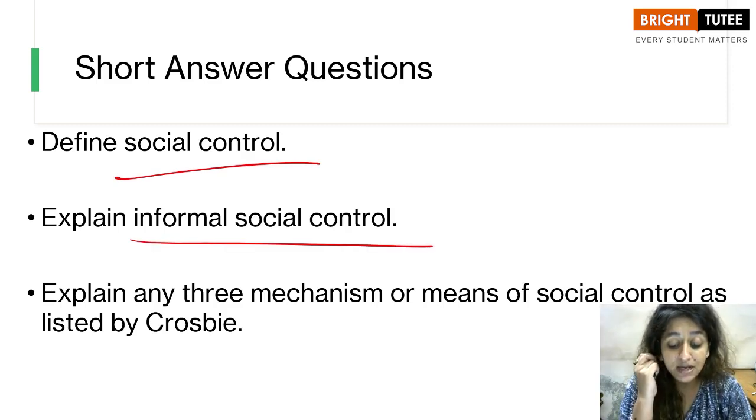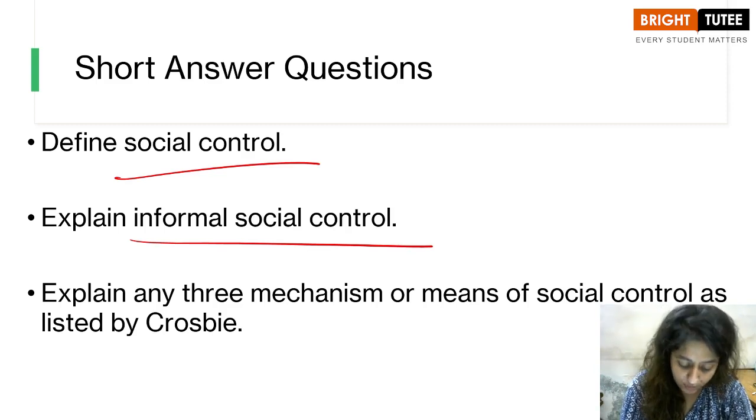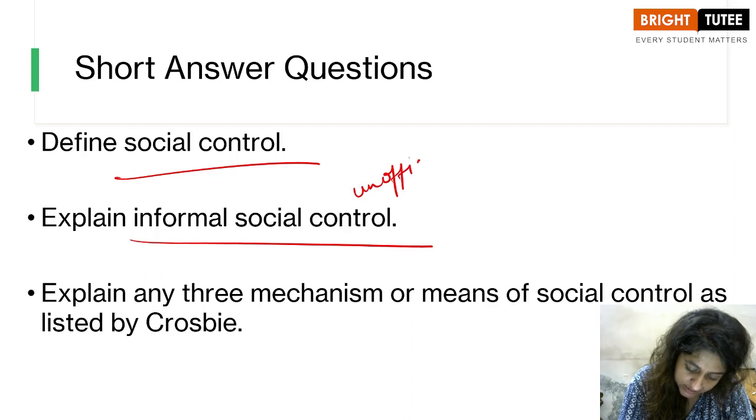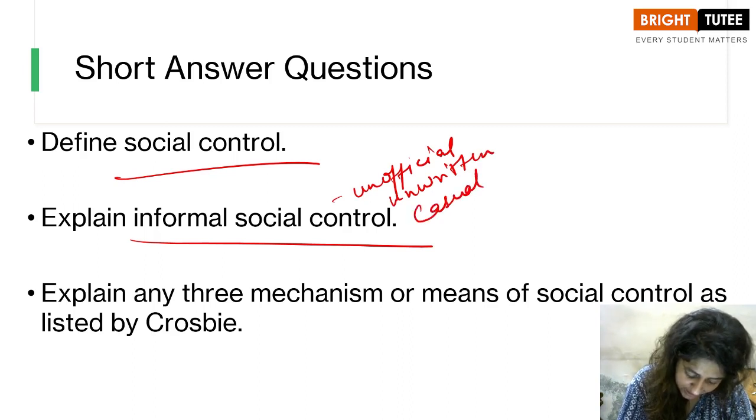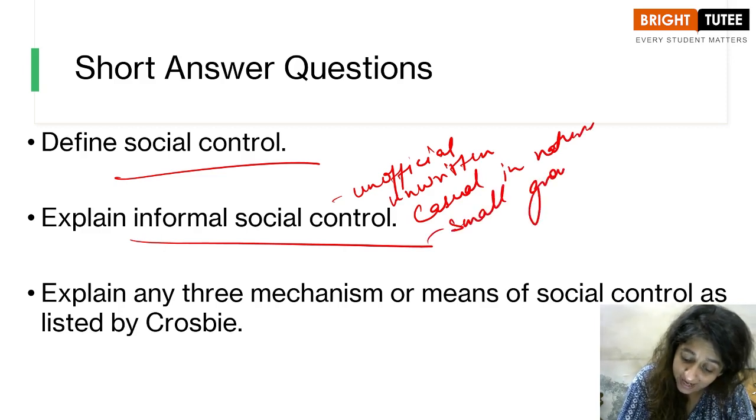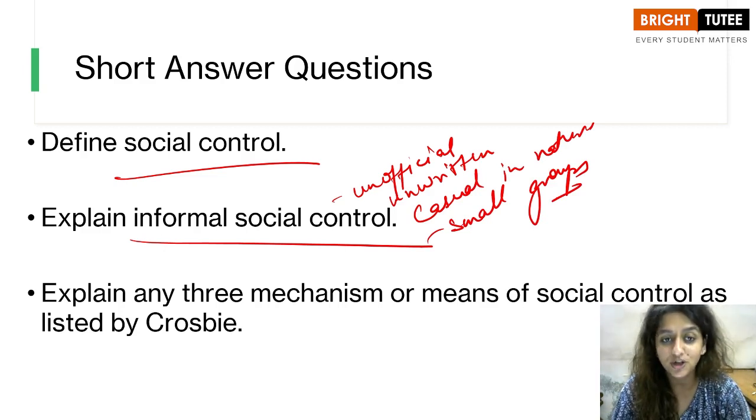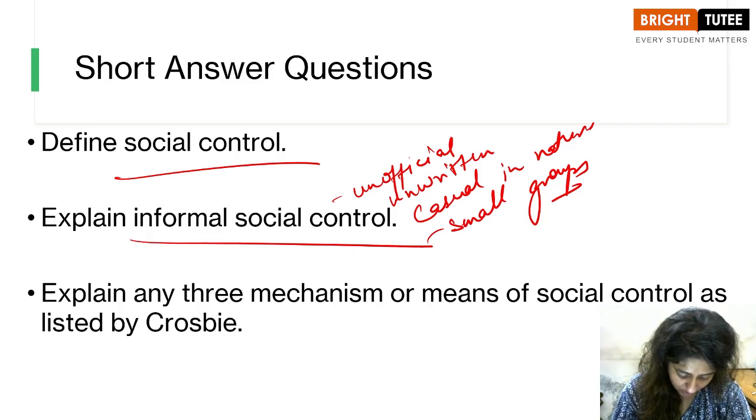Moving ahead, define or explain informal social control. Now, informal social control is unofficial. It is something which is unwritten, casual in nature, and occurs in small groups, and hence is what is informal social control.